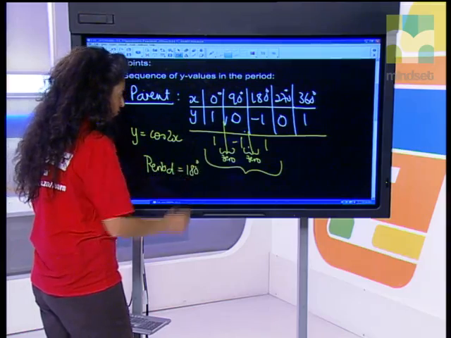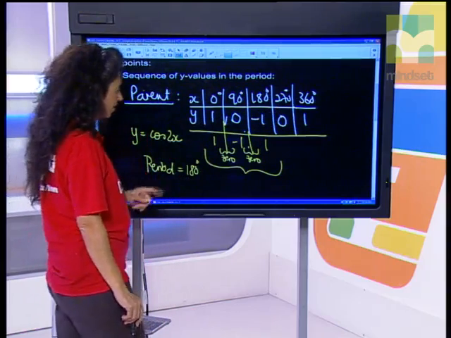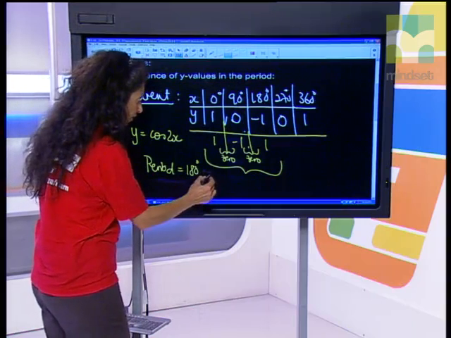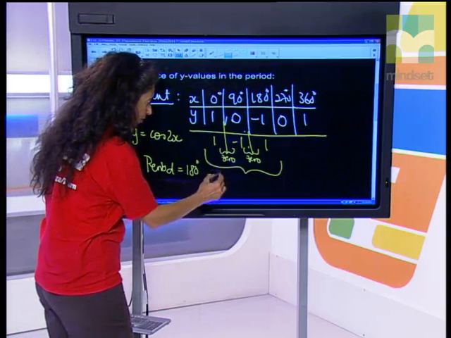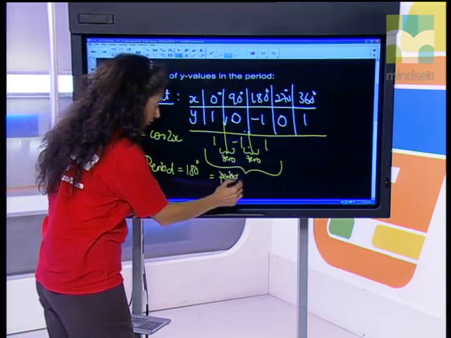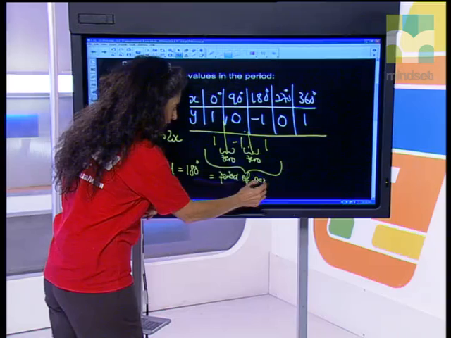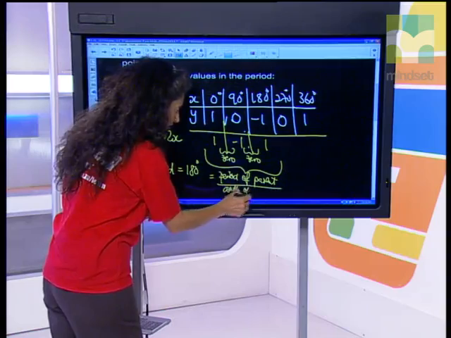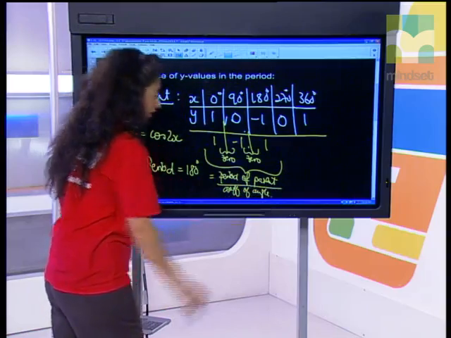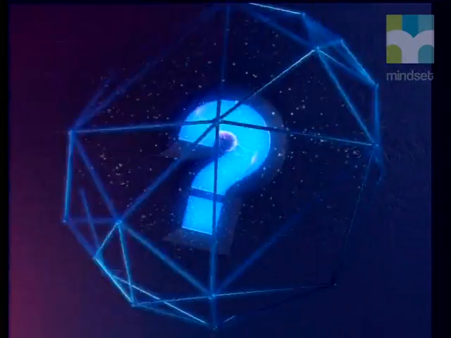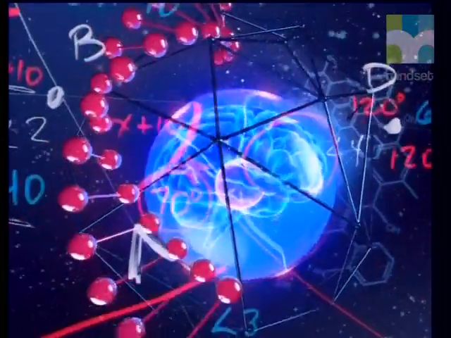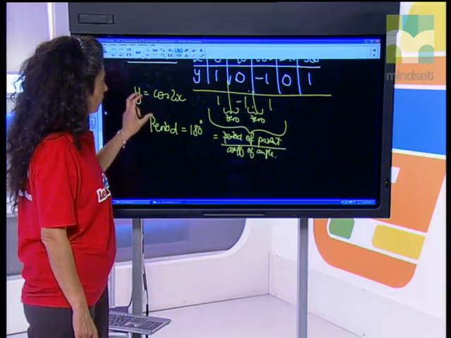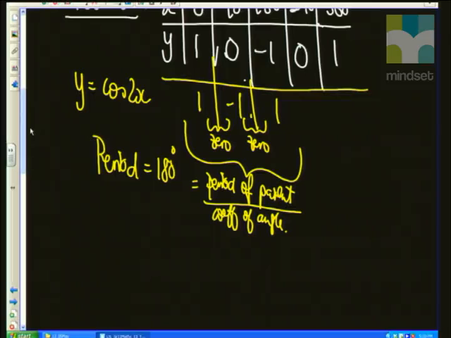And how do we get that 180 from the 360 parent and the coefficient of 2? Can you see that relationship? So the period of any cos function will be the period of the parent divided by the coefficient of the angle. So that's how we're going to find every graph's period. So we actually have the period of this yellow function is 180 degrees.